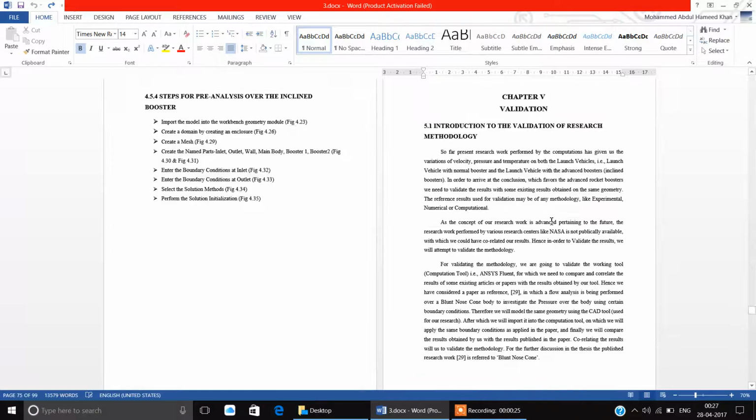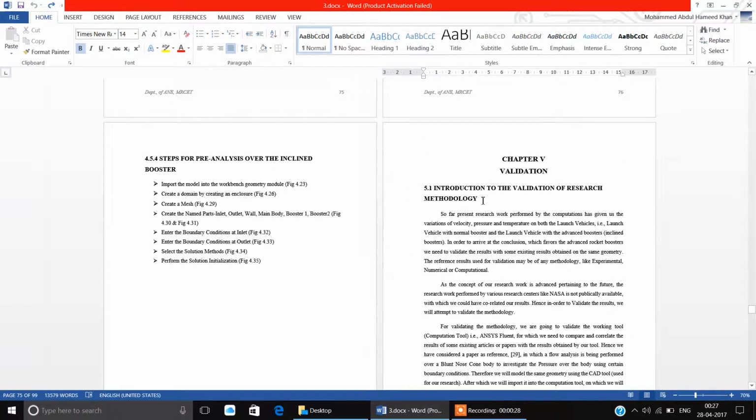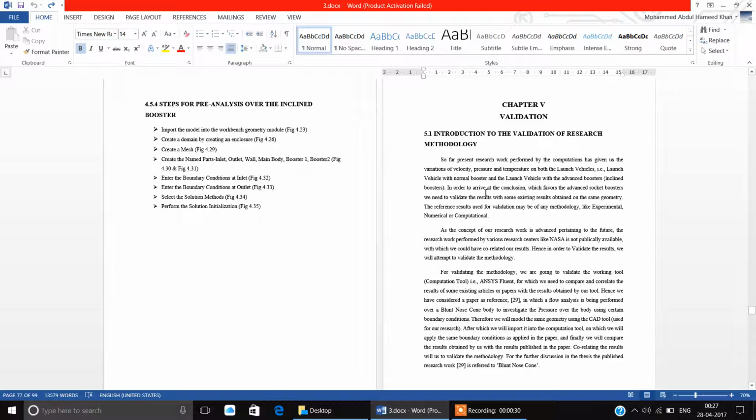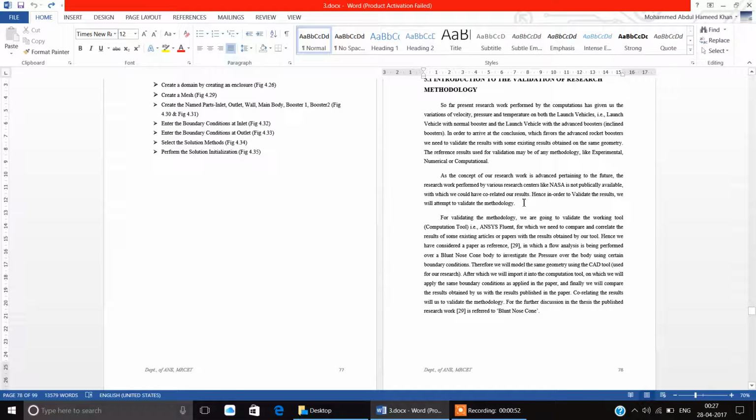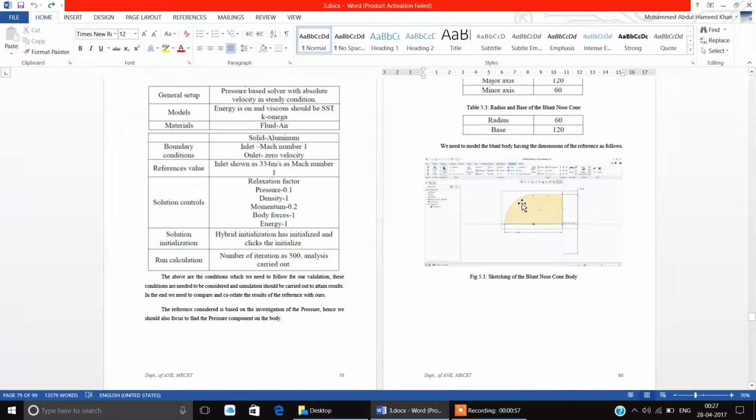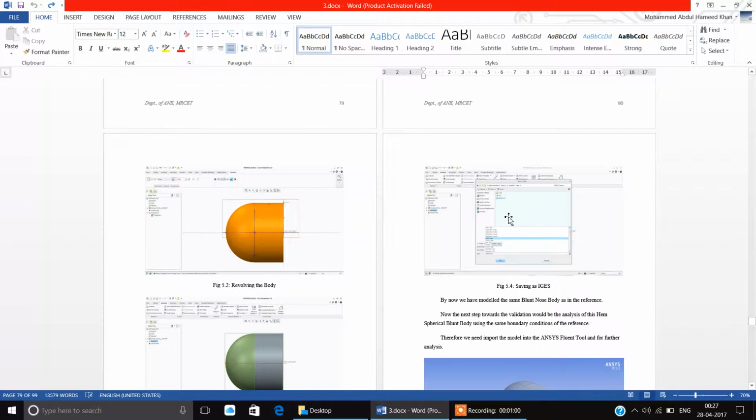So validation basically means you're comparing your results with some existing results, or you are validating your methodology, or the results, or the output obtained after your analysis on different concepts or different geometries. Coming to this research work, we have validated the research methodology. Methodology means the procedure, the way you do your analysis. This was validated with some existing analysis performed on other geometries.